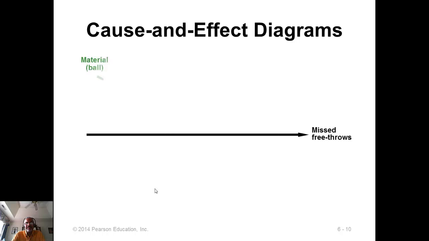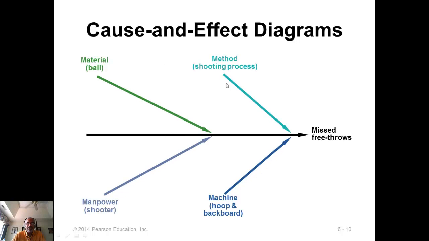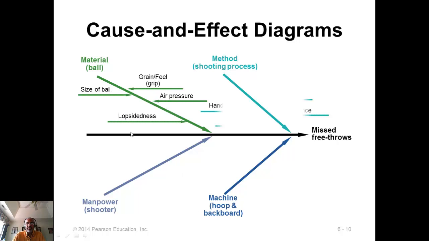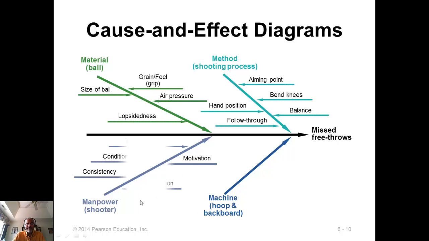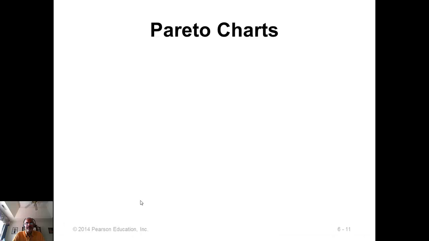Now here are some examples, cause and effect diagrams. So you have missed free throws, and what are the material, method, machine, and manpower, and then look at the different causes. Okay. We'll work out an example later.